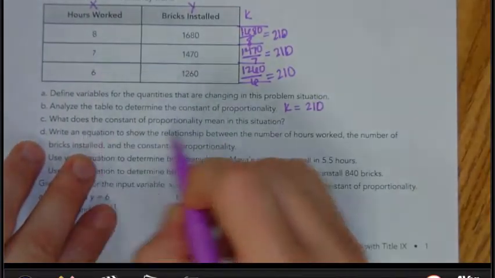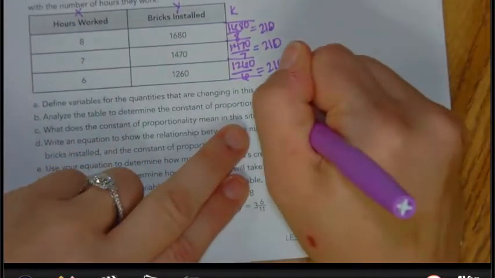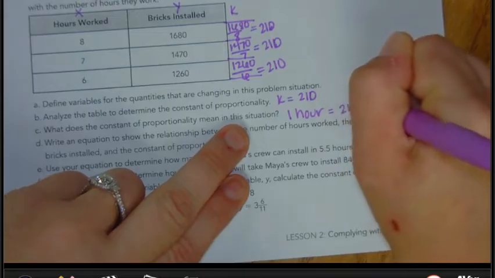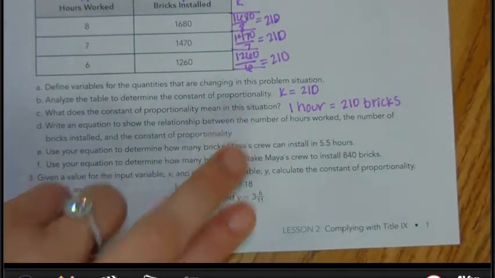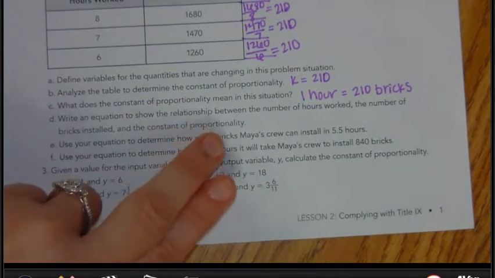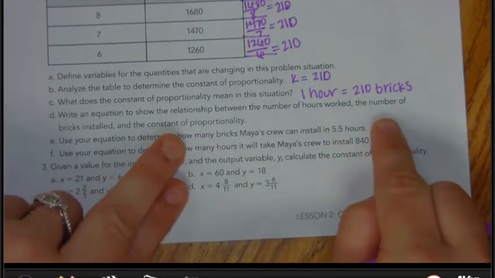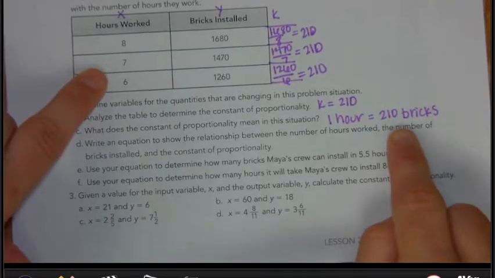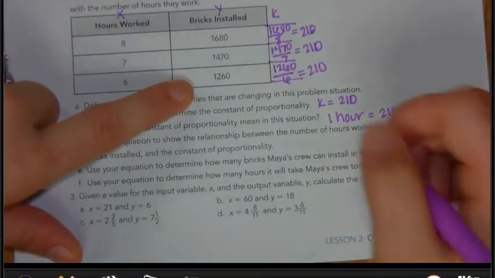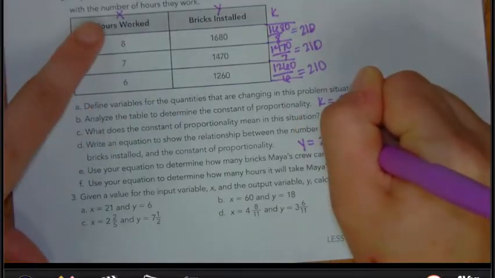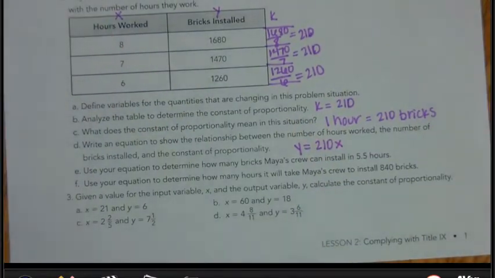So what does the constant of proportionality mean in your situation? This means 1 hour is equal to 210 bricks. That I can lay 210 bricks in 1 hour. So write an equation to show the relationship between the number of hours worked and the number of bricks installed. Okay, well, every single hour here, I multiplied it by 210 to get Y. So I'm going to have Y equal 210x, because if I work X number of hours, how many bricks am I going to lay?